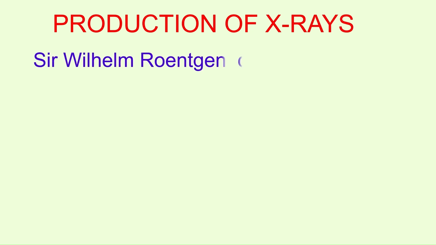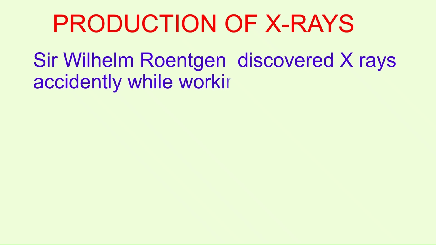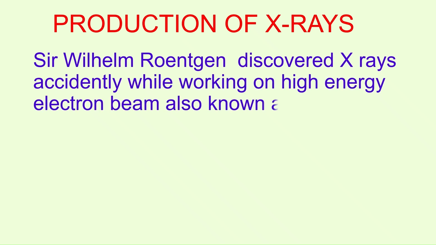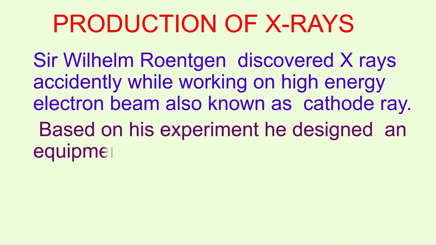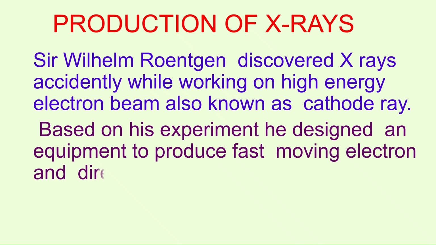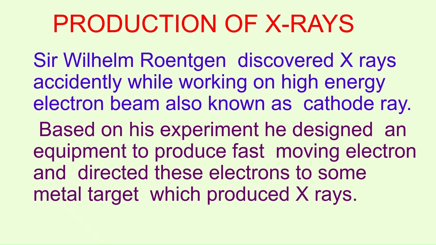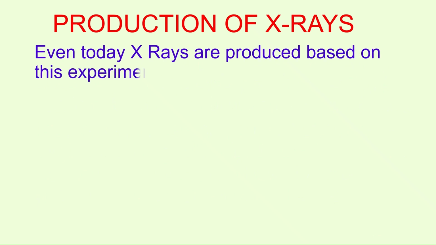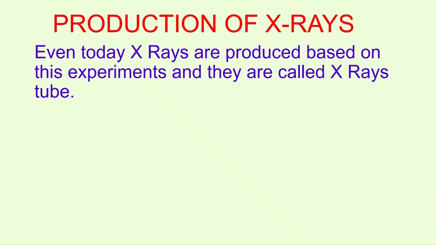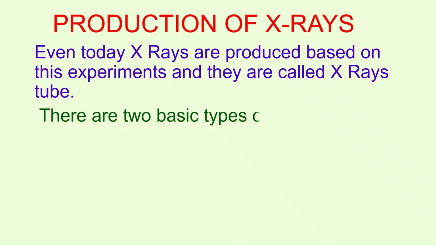Production of X-rays. Sir Wilhelm Roentgen discovered X-rays accidentally while working on a high-energy electron beam, also known as cathode ray. Based on his experiment, he designed equipment to produce fast-moving electrons and directed these electrons to a metal target, which produced X-rays. Even today, X-rays are produced based on this experiment, and the equipment is called an X-ray tube.